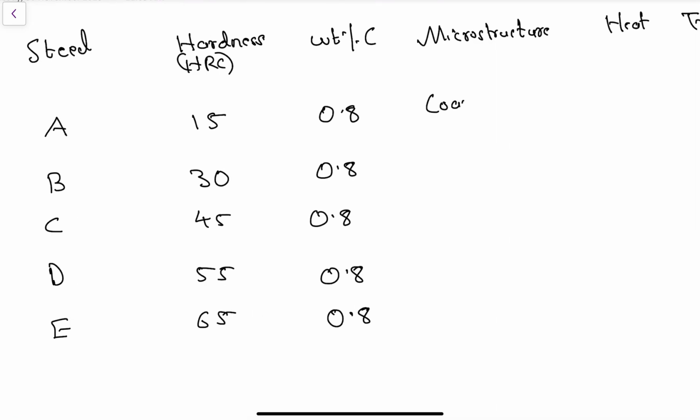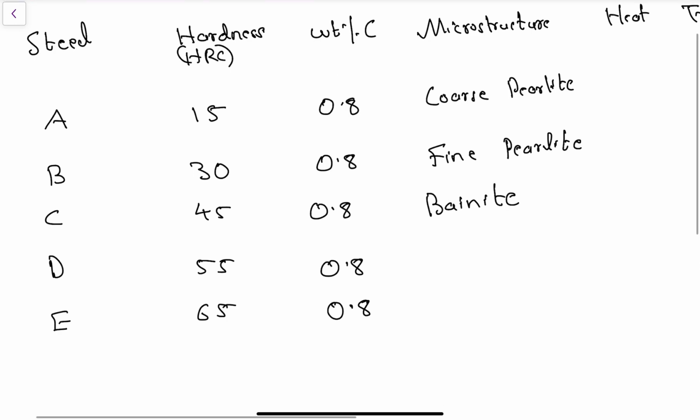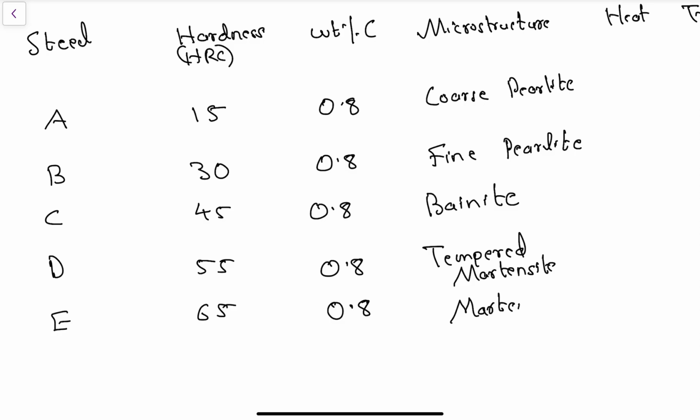I found that the first one had a coarse pearlite structure. We have seen what pearlite is in the iron carbon equilibrium diagram. The second structure was fine pearlite. The third had a microstructure called bainite, the fourth one had tempered martensite, and the last one had martensite. So the microstructure of these steels were different.